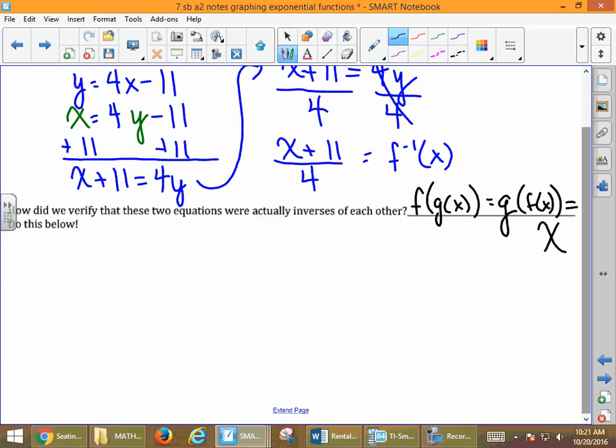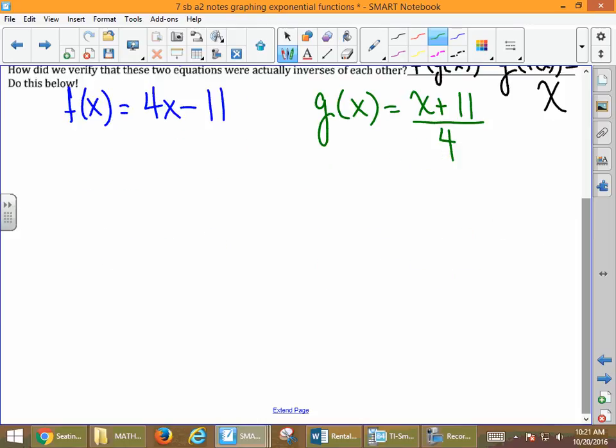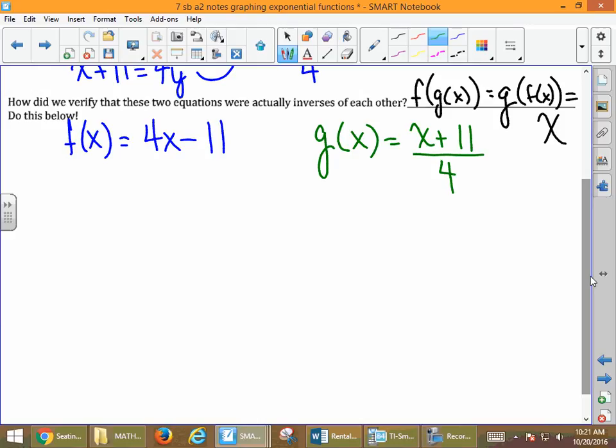So let's practice again how we verify those. Once again, our original function was f of x equals 4x minus 11. And instead of calling it f to the negative 1 of x, which is our inverse notation, I'm going to call our inverse g of x equals x plus 11 divided by 4. What we're going to do is take the blue equation and put it into the green, and take the green equation and put it back into the blue. When we simplify those values, we should end up with x.